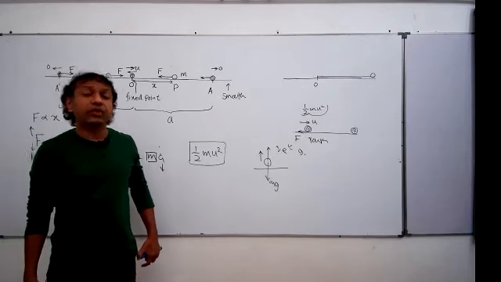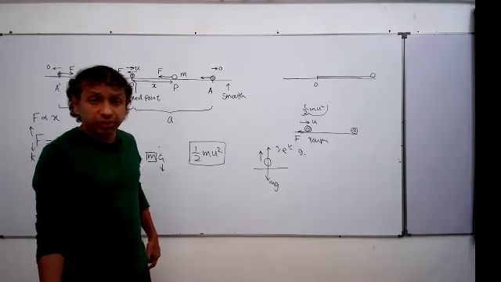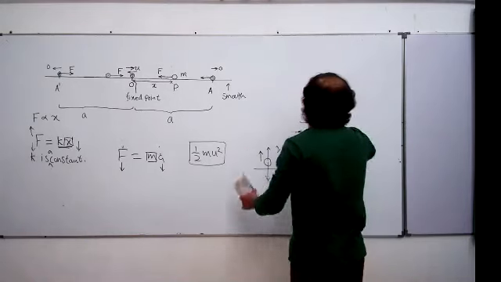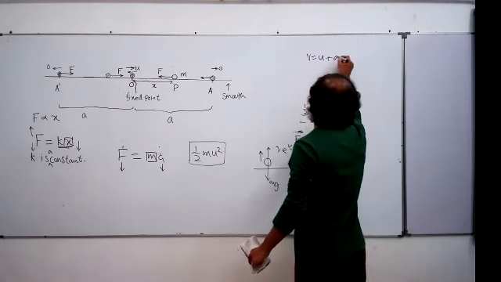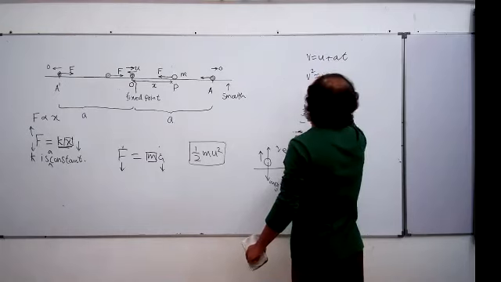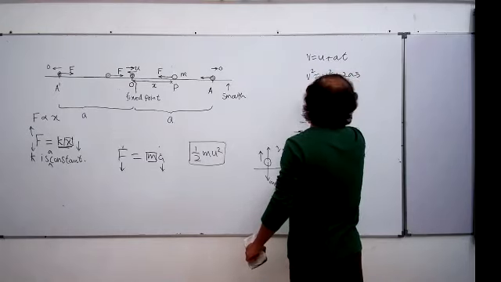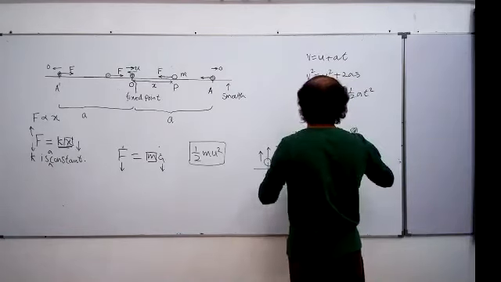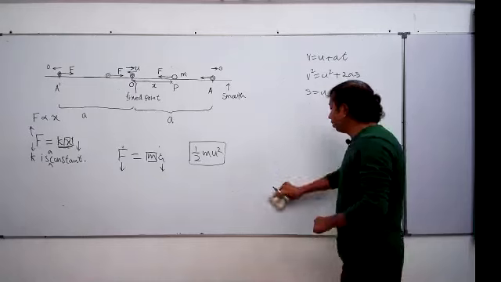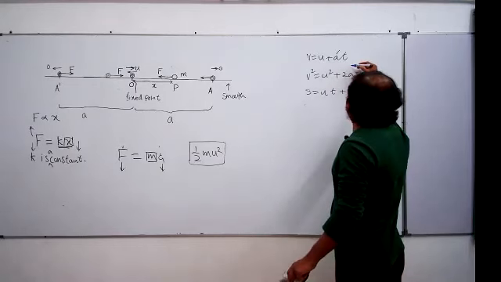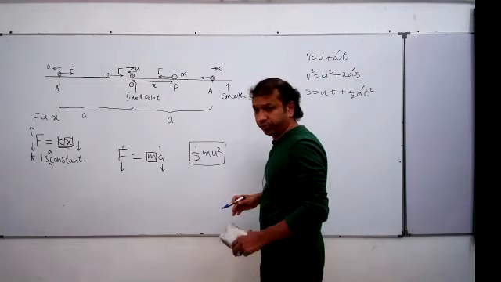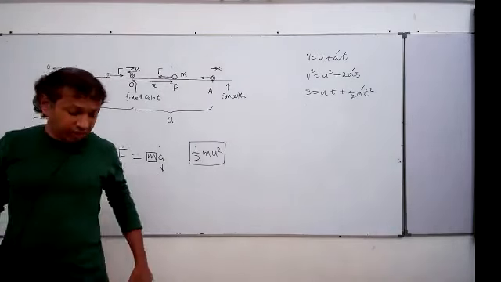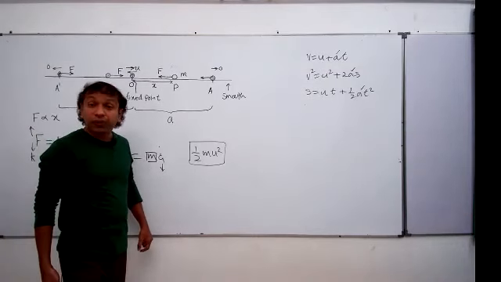apply that equation of motion we used. What are the equations of motion we use, people? V equals U plus AT. V squared equals U squared plus 2AS. S equals UT plus half AT squared. We can't use them because these equations of motion are possible to use when the acceleration is constant. You can see nowhere during the motion of this particle is the acceleration constant. So therefore, you can't use what?